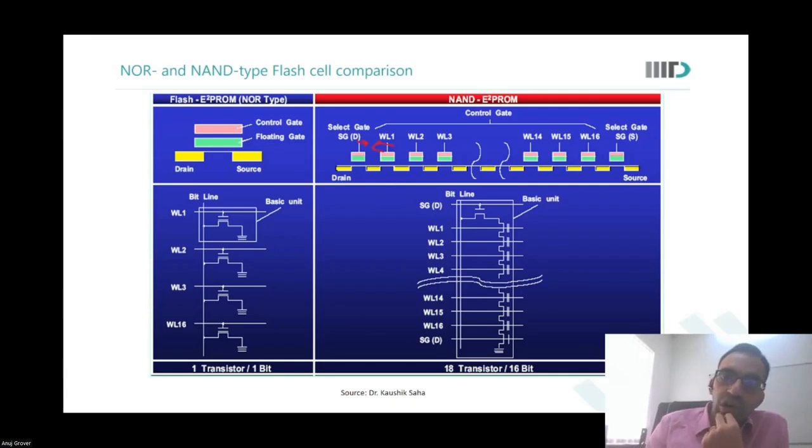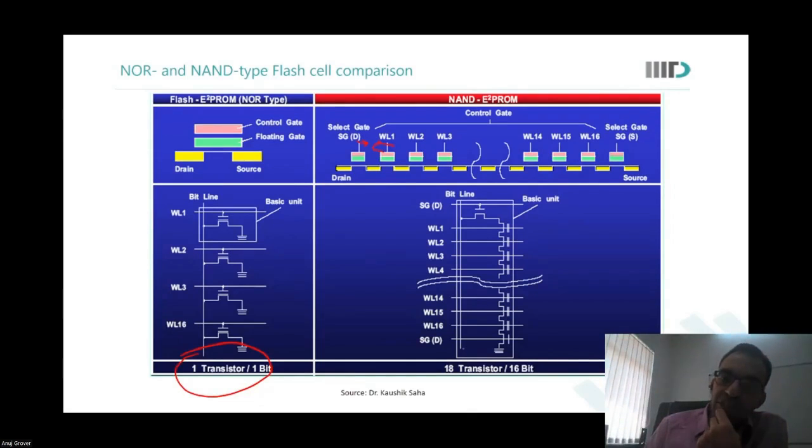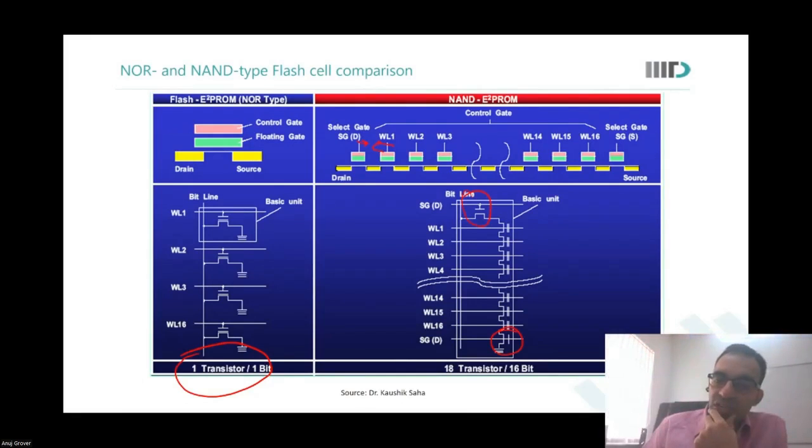Okay? In a NOR flash, you had one transistor per bit, whereas in a NAND flash, you have 18 transistors. The source select and the gate select signals are extra. So 18 transistors per 16 bits. This therefore is much denser. Is it okay? Clear?